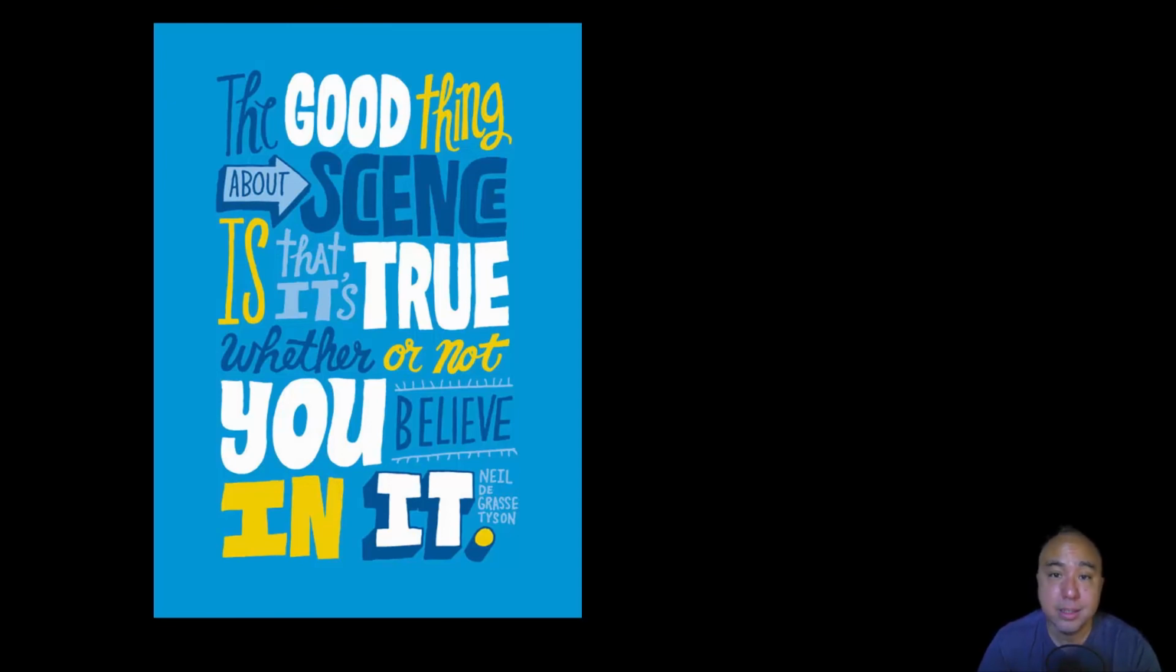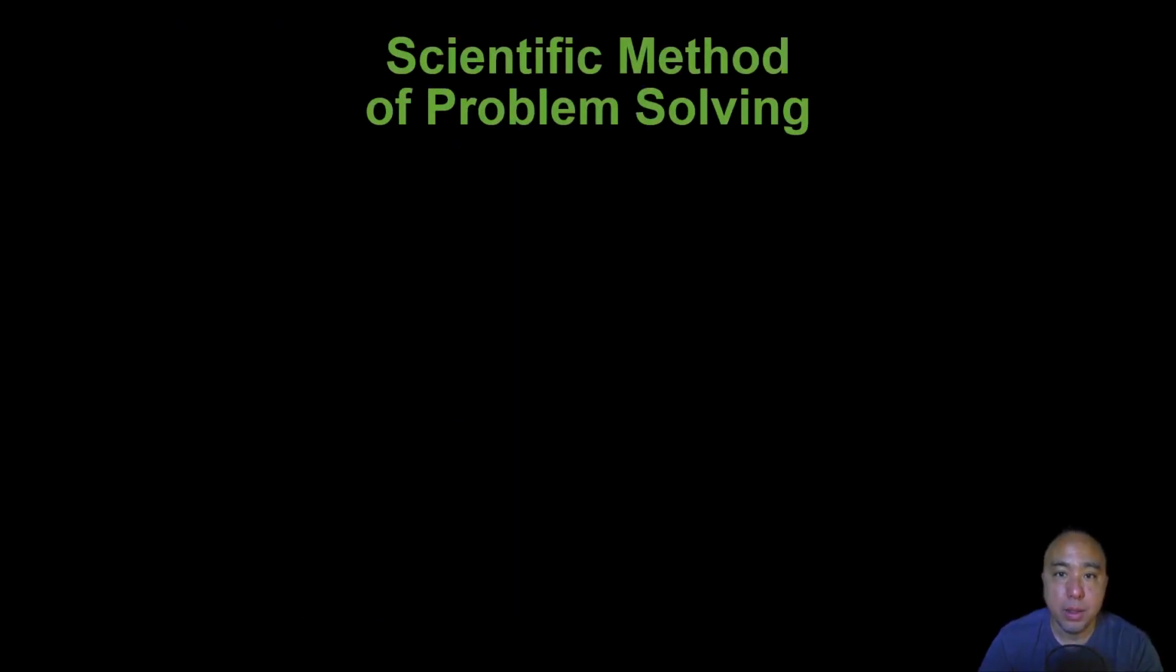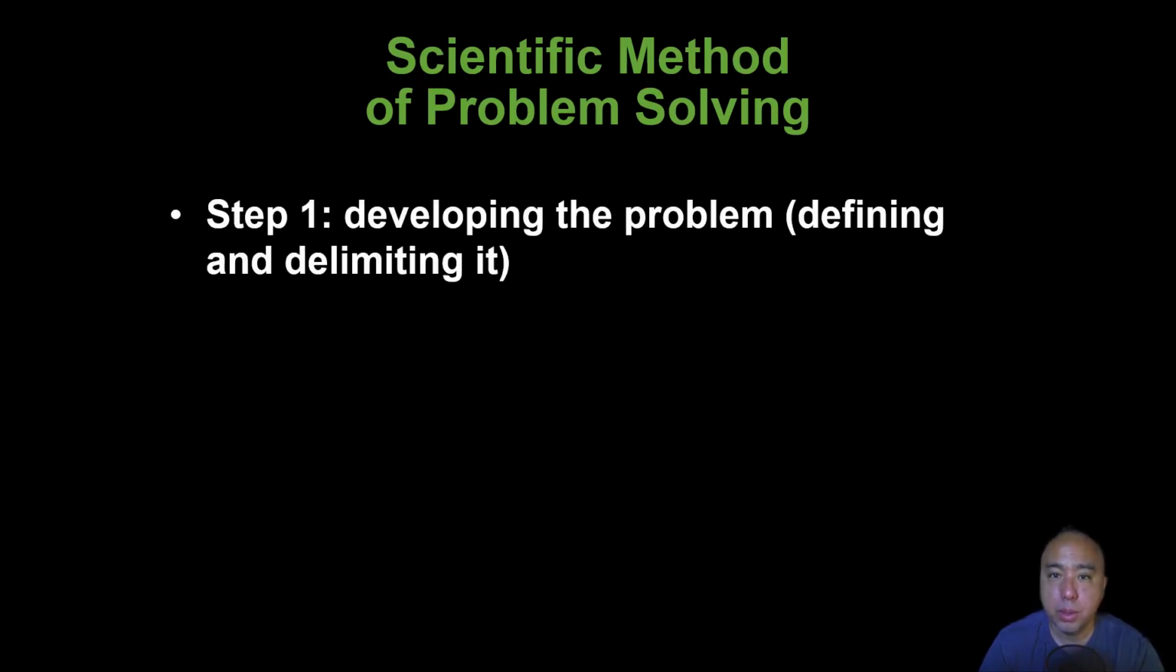The good thing about science is that it's true whether or not you believe in it, as quoted by Neil deGrasse Tyson here. So we're going to focus on the scientific method of problem solving. And I've summarized here all the steps of the scientific method into 4, and it's somewhat oversimplified, but just 4 distinct steps. Step 1 is to develop the problem. What research questions do you hope to answer with a research study?